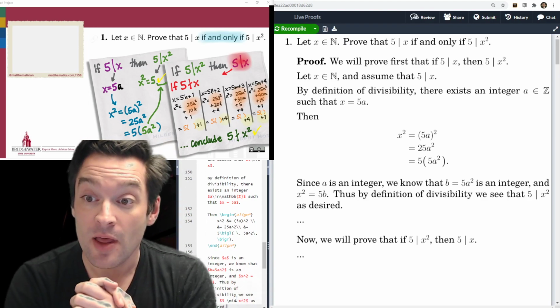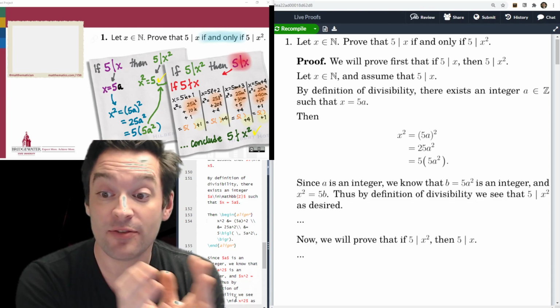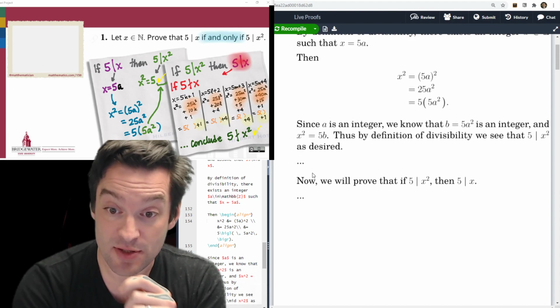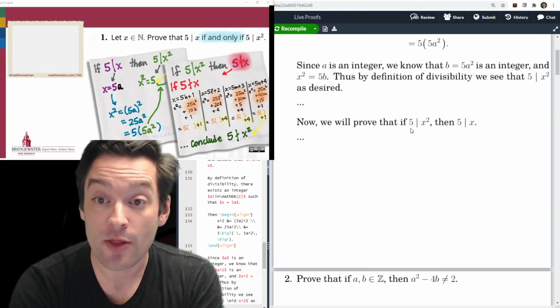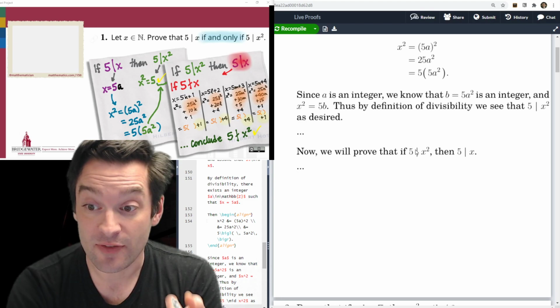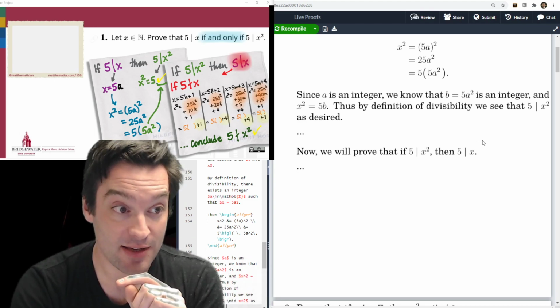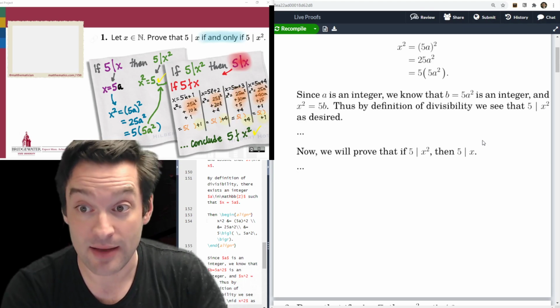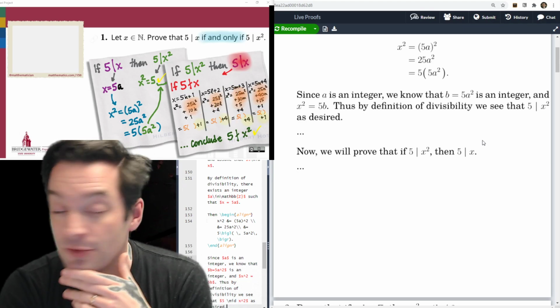So now we've proven that if 5 divides x, then 5 divides x squared. And so now it's time for us to make the transition that's promised right here. We'll prove the other implication. If 5 divides x squared, then 5 divides x. So now we need to make sense of what's written on this right-hand napkin as a proof. So how are we going to do that?